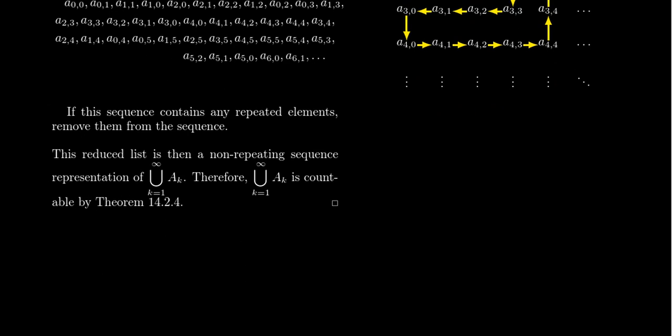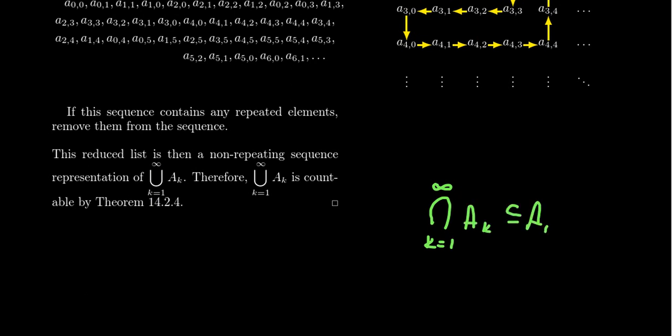You are going to get a non-repeating list of numbers, finite or infinite, that then every element inside the union falls inside of that list somewhere. And therefore, by the theorem we've proven, this is a countable set because we can list it all. And again, by similar reasoning, if you take an infinite intersection, this, of course, is a subset of A1, so it'll be countable.